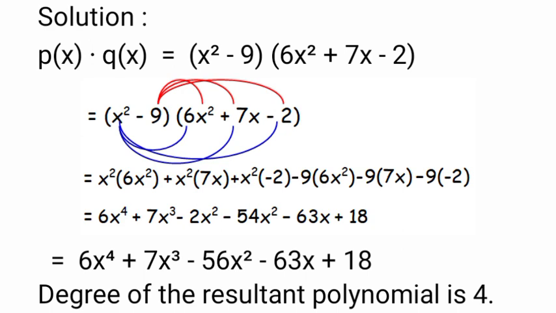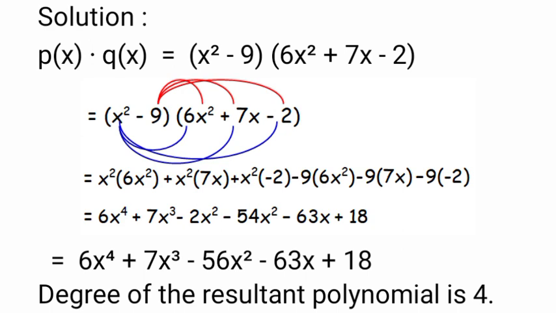Simplify the polynomial. 6x power 4 only one term, therefore 6x power 4. 7x cube, that is only one x cube term, therefore plus 7x cube. Minus x square term, we have 2 x square terms, therefore minus 2x square minus 54x square, we add the values, that is minus 56x square. Minus 63x only one term, therefore minus 63x plus 18, that equal to 6x power 4 plus 7x cube minus 56x square minus 63x plus 18.